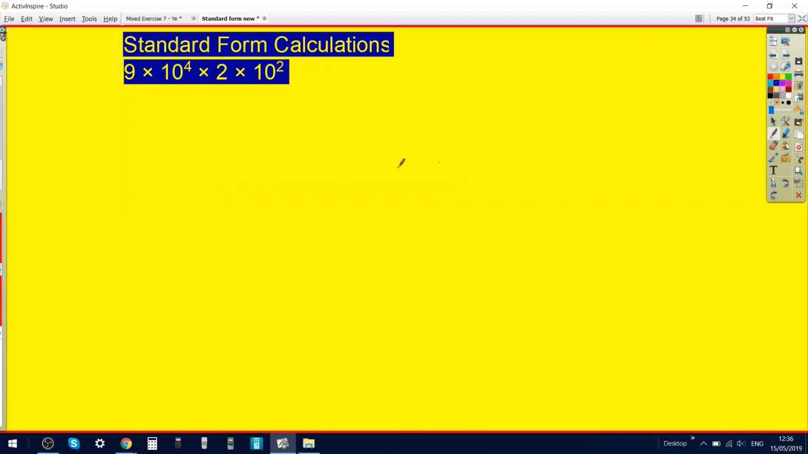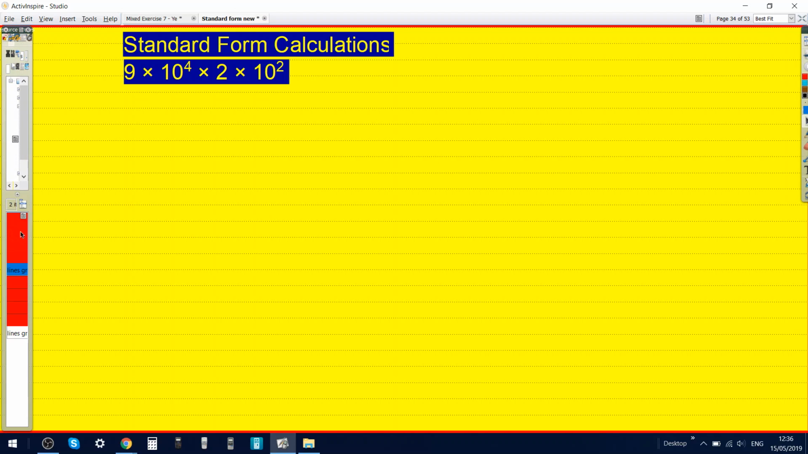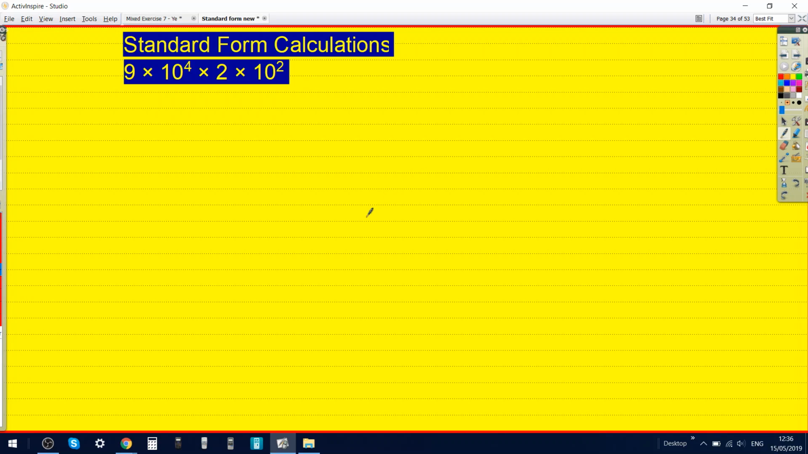How do we do this? Okay, so it's like doing algebra, isn't it? So you do the numbers first. So 9 times 2 is 18 times 10. And then with the powers, you add the powers. So it would be 10 to the power of 6. Yep. And convert your answer into standard form.